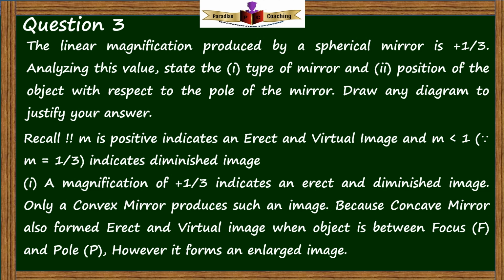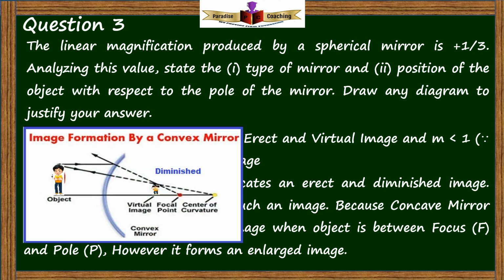Recall the virtual image formation cases. 1. A convex mirror always forms a diminished, virtual and erect image. 2. A concave mirror, although a converging mirror that forms real images, forms an enlarged virtual image when the object is between focus and pole.